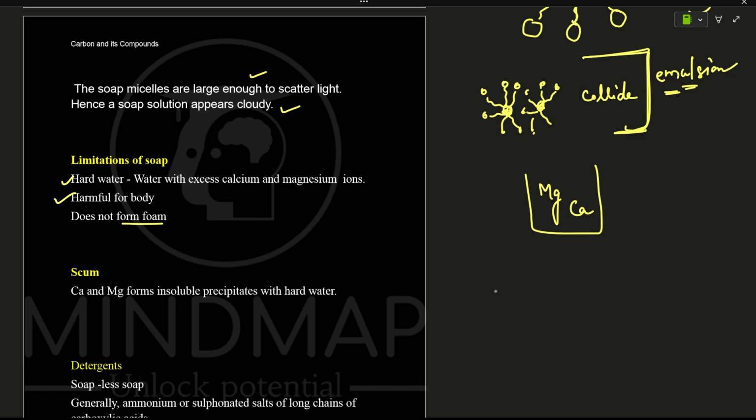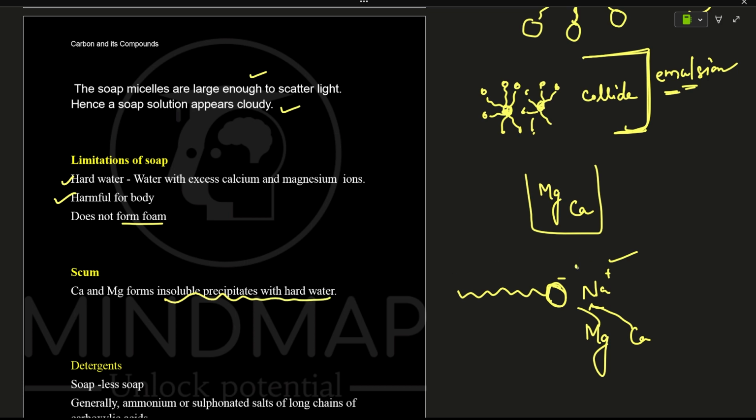Now why does this happen? Look, this is our soap molecule. This is its ionic end. In hard water which has more magnesium and calcium ions, what will happen? These will stick and try to replace the sodium ion. As soon as magnesium and calcium stick to this ionic end and try to replace the sodium ion, an insoluble precipitate forms. Insoluble means it will not dissolve in water. There will be an insoluble precipitate with hard water.